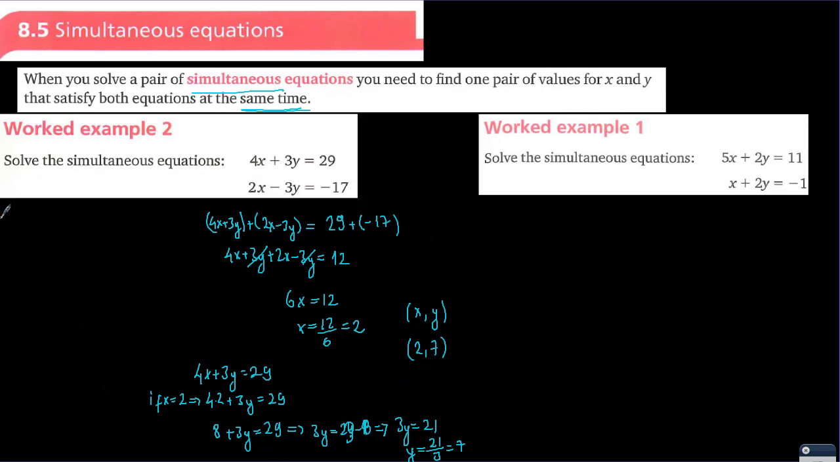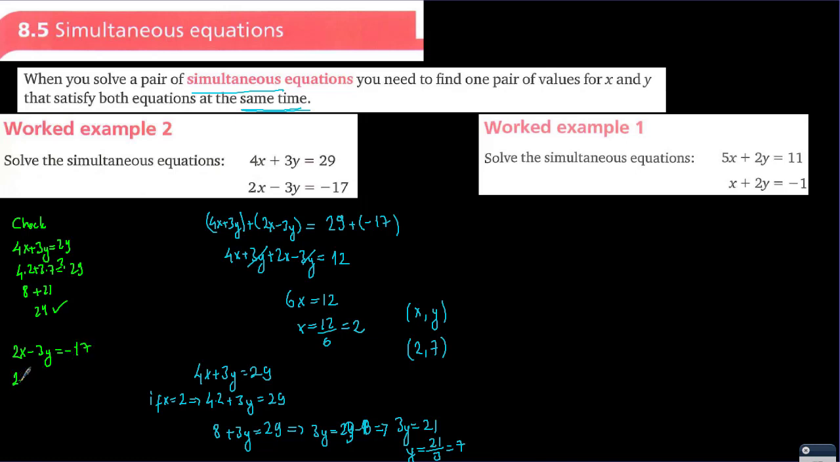I want to check the solutions. So 4x plus 3y, if it is equal to 29, 4 times 2 plus 3 times 7. Is it equal to 29? Let's see, 8 plus 21. Yes, this is 29. Okay, and the second one, 2x minus 3y. Is it equal to minus 17?